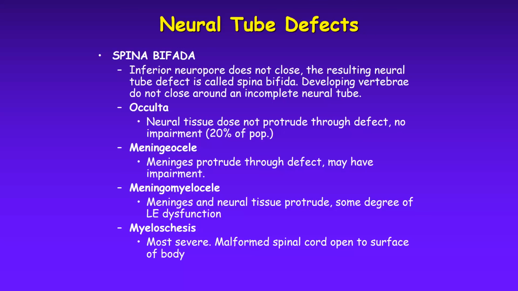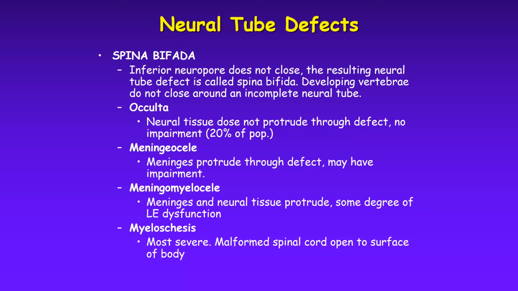The next level of involvement is meningomyelocele. Myel, M-Y-E-L, is like myelin, but in this case it refers to the spinal cord. If you hear that, that's spinal cord. So this is where the meninges and neural tissue, including the spinal cord, protrude, and there's generally always some degree of lower body dysfunction with this.